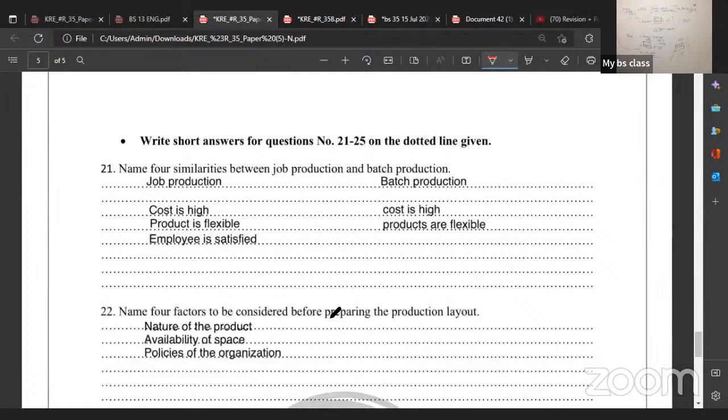Name 4 similarities between job production and batch. Similarities, job and batch. Okay, batch is kind of a hybrid version. It has job characteristics, and on the other side some flow characteristics. Cost is high, yes. Product is flexible, to some extent flexible. Employee satisfied, yes, employees can be satisfied. Specific skills are required here.